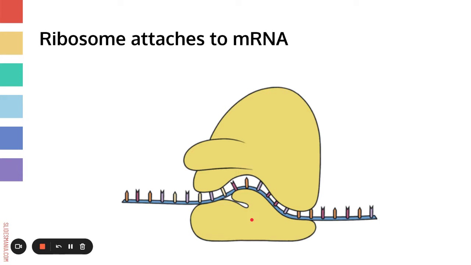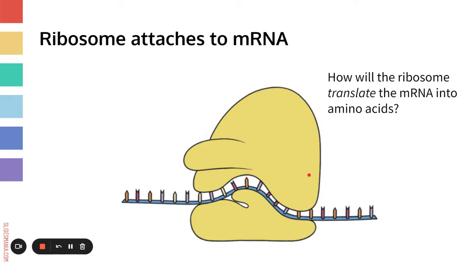Translation is going to happen at a ribosome. The ribosome is going to be kind of the workbench where we're going to build our polypeptide strand that can then fold up into a protein. So here we're showing the mRNA strand, and the ribosome has two subunits. It has a top subunit and a bottom subunit, also called a small subunit and a large subunit.